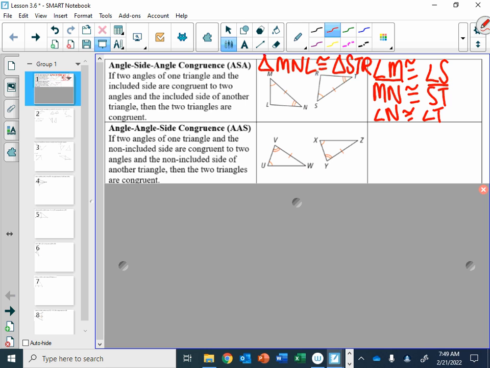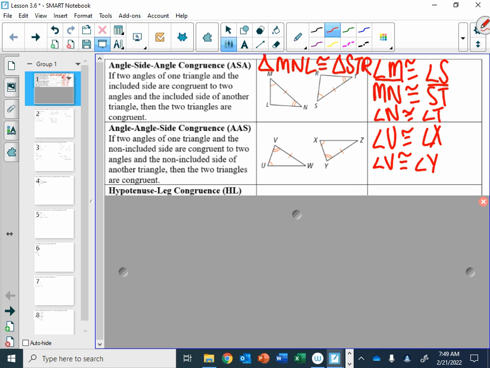Okay, so once again, let's go through and list off our corresponding pieces. What angle is congruent to angle U? X, good. Angle B? Y, good. And then let's name the side VW. What side is congruent to VW? ZY or YZ? YZ, okay? I started off with the angle, so I need to start off with the angle over here. YZ.